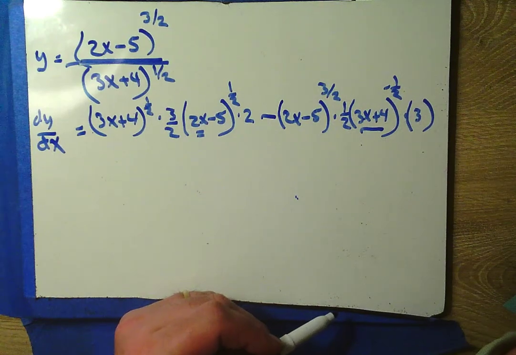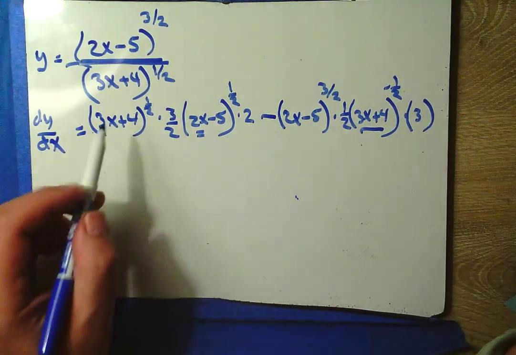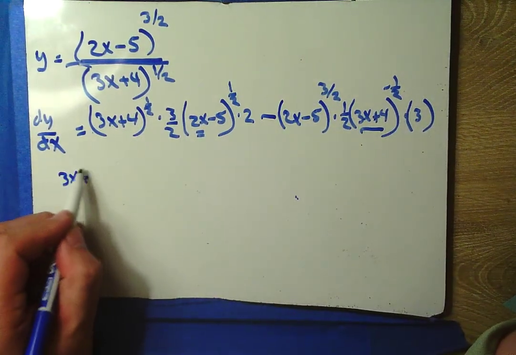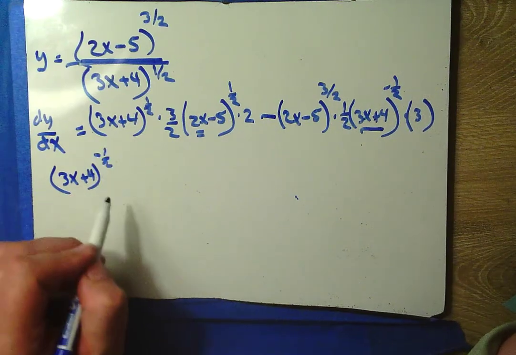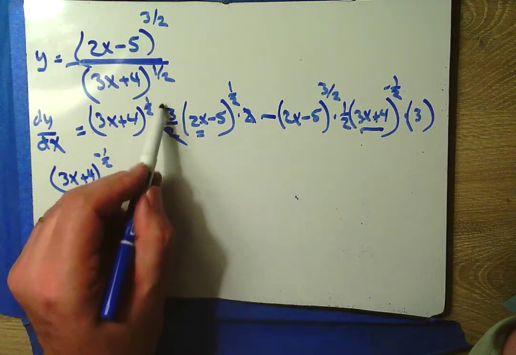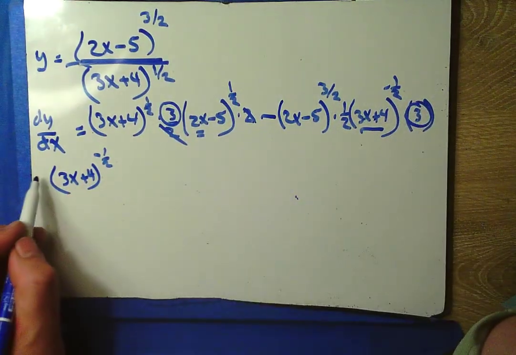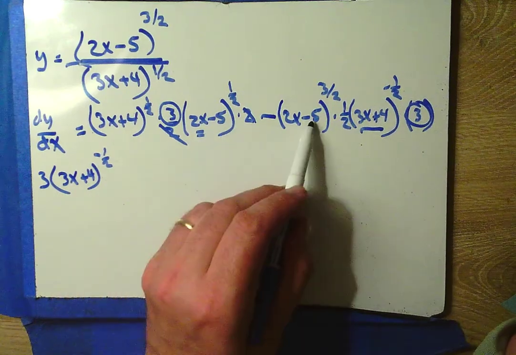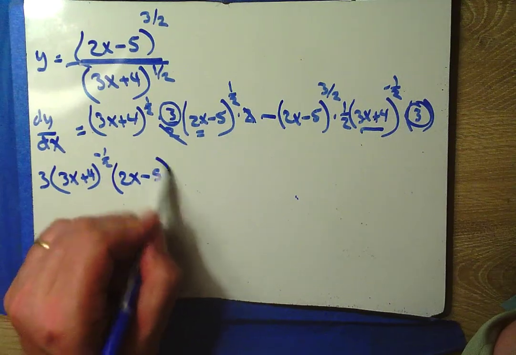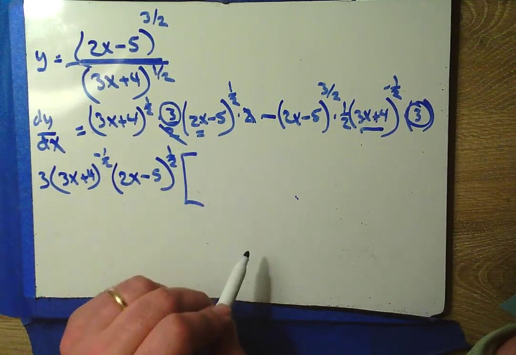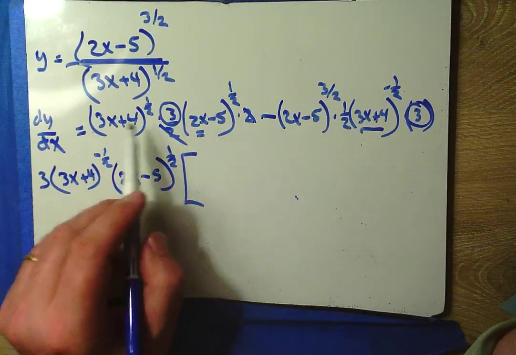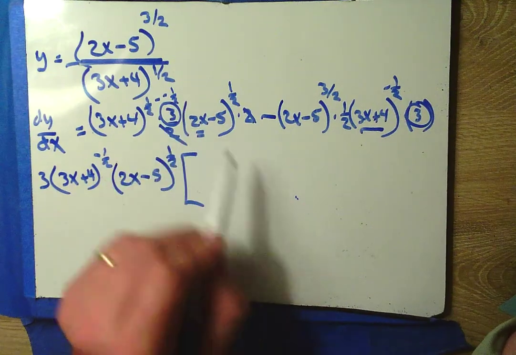Of course, in chapter 5, we'll be setting this derivative equal to 0 and finding out when this derivative is undefined. So why don't we practice factoring out the lowest power on the factor? So a (3x plus 4) to the -1/2. And, ooh, these will cancel. I also notice that I can pull a 3 out. And I notice that I can pull a (2x minus 5) to a +1/2 out.